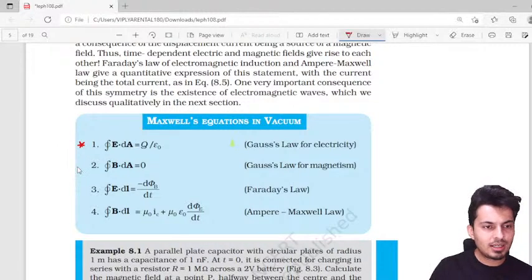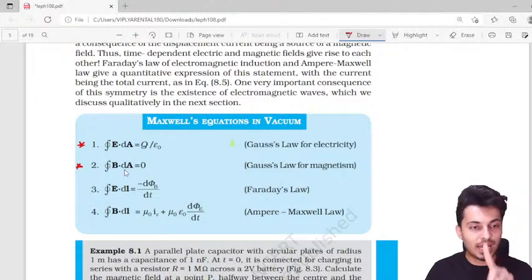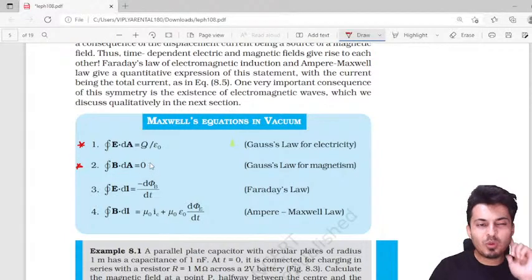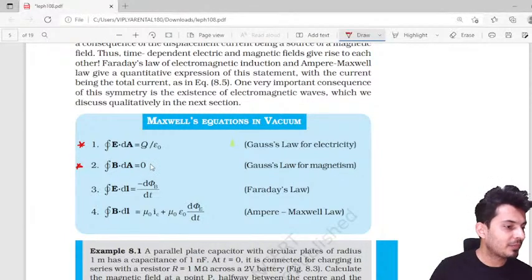This is Gauss's law. The second one is Gauss's law in magnetism. B dot dA is always zero. Why is this always zero? How many of you remember it?